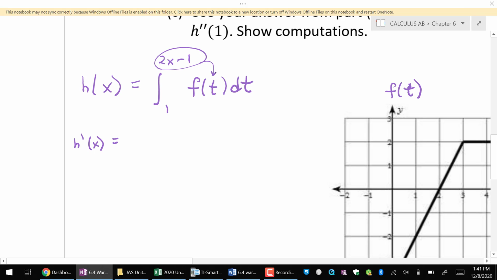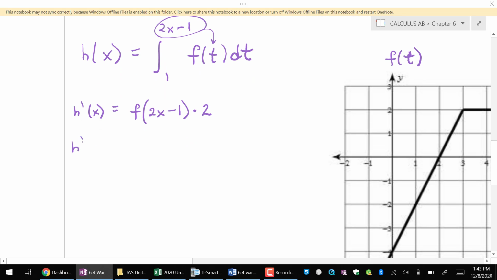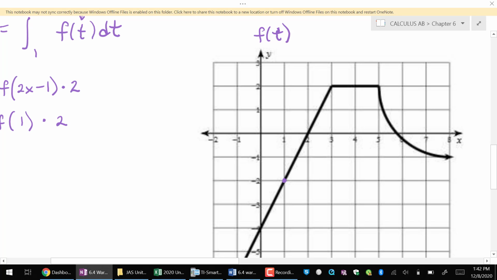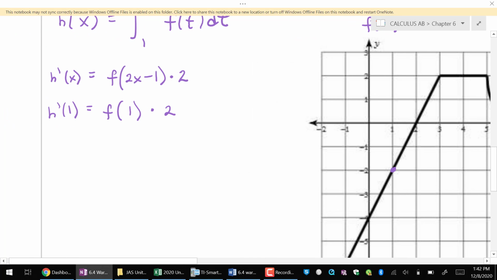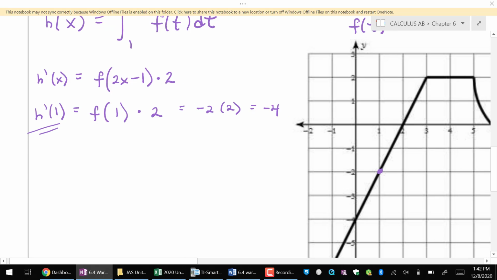I'll plug in my upper bound for the function right there. So f of 2x minus 1, chain rule times 2. Here's my definition of h prime. And the problem said to find h prime of 1. So h prime of 1 will be f of 2 times 1 is 2, minus 1. So f of 1 times 2. And f of 1 for my picture here appears to be negative 2. So I have negative 2 times 2, or negative 4. So h prime of 1 is equal to negative 4.